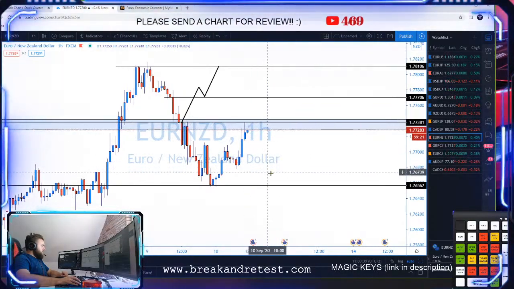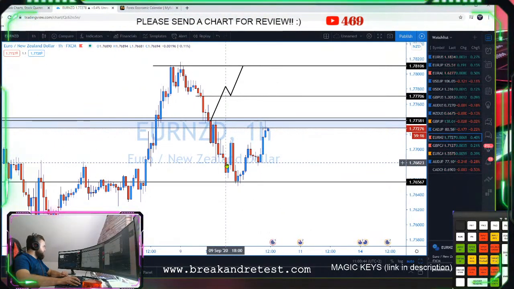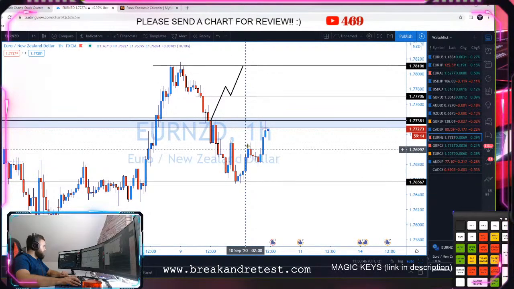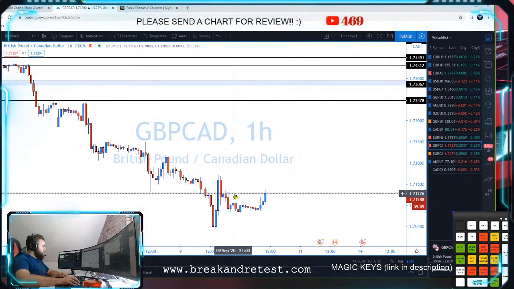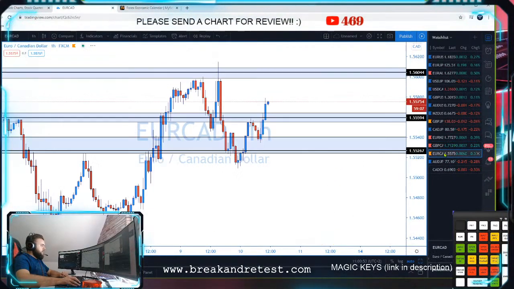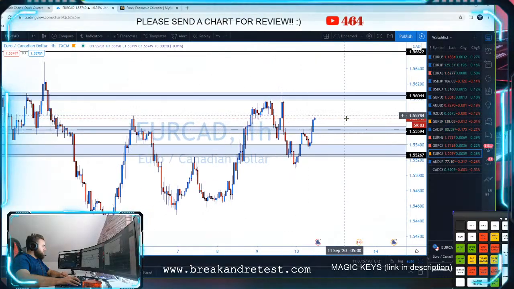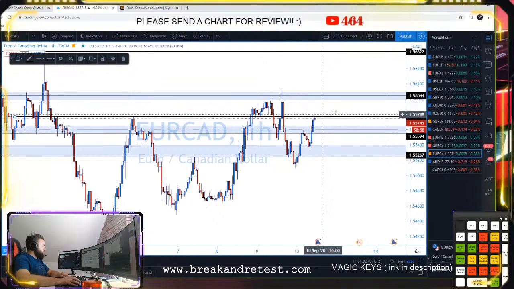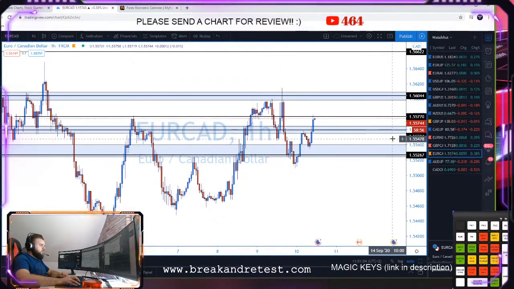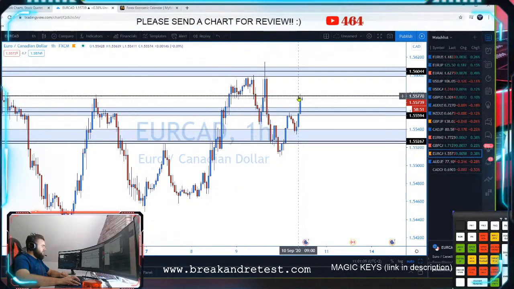Euro NZD was about to push above, but it got rejected again. So there's no breakout. GCAD not clear for me. EuroCAD closed above this resistance, but it's gone right to the next one. So we're in between. EuroCAD is right at resistance now. If it comes, it's going to be like a rejection.